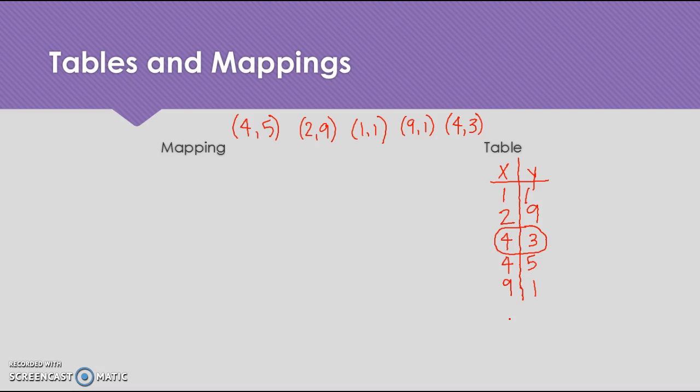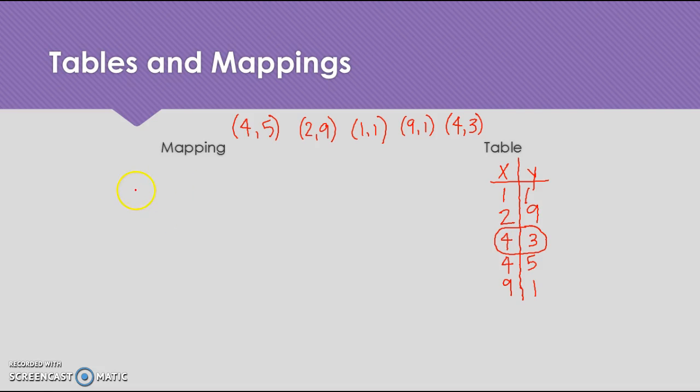A mapping, it's a little different. Okay, it's similar to a table, right? And then it's similar to what we just did with the domain and the range. Okay, but it's a little different. Whenever you have a mapping, you're basically putting your domain and your range in columns.